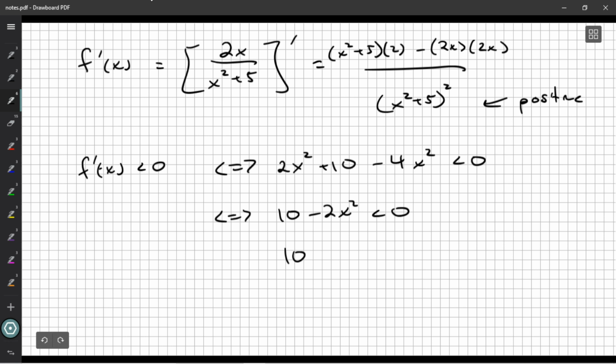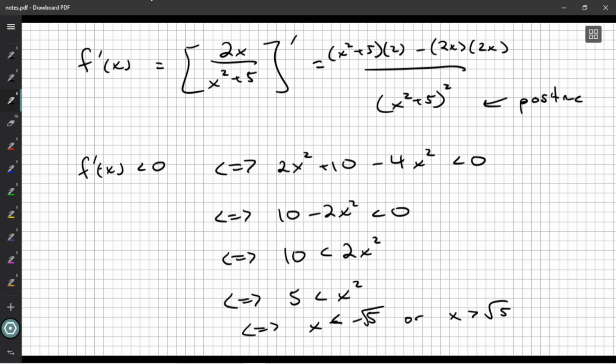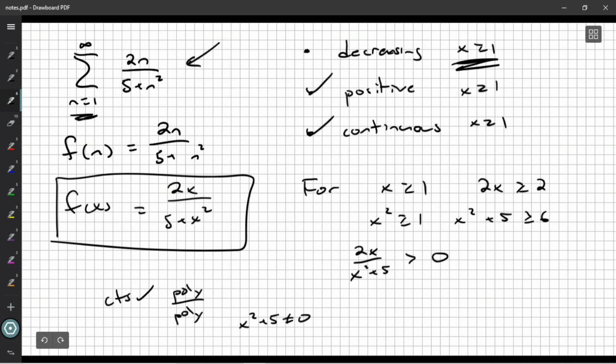Okay, so 10 needs to be less than 2x squared. So 5. Okay, so this happens, x squared is greater than 5. This happens when x is less than negative root 5, or when x is greater than root 5. Now, root 5 is between 4 and 9, so it's about 2.236, something like that. So we don't actually get decreasing where we want it to be.